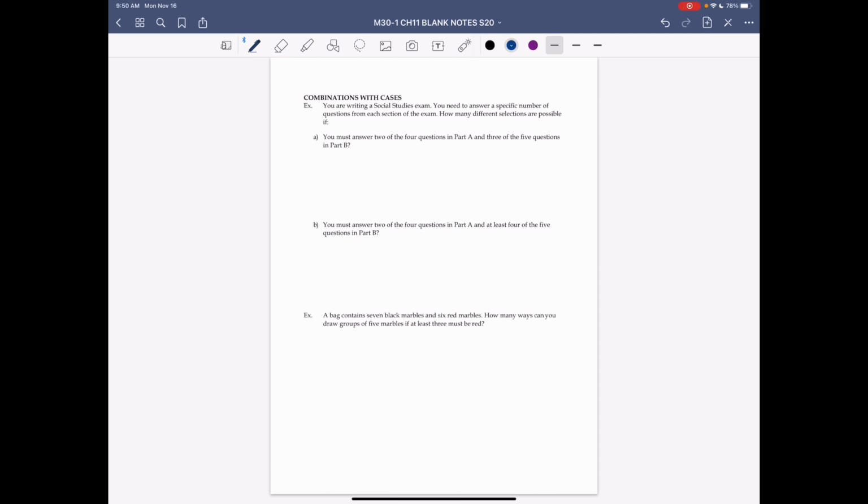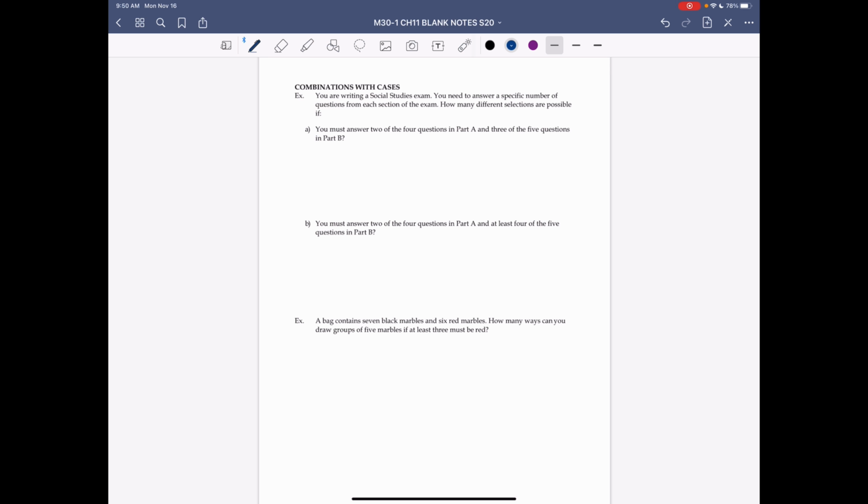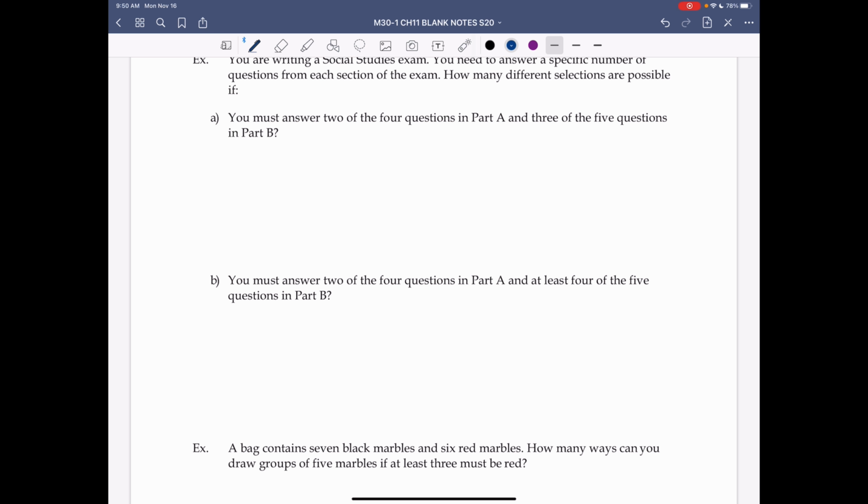Combinations with cases. Example, you are writing a social studies exam. You need to answer a specific number of questions from each section of the exam. How many different selections are possible if A, you must answer 2 of the 4 questions in part A and 3 of the 5 questions in part B. So 2 of the 4 questions in part A.